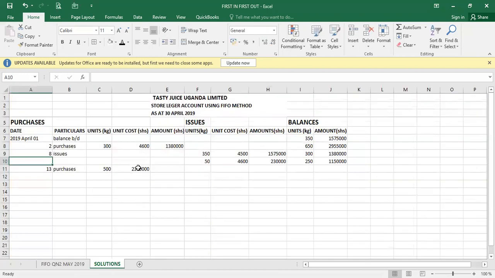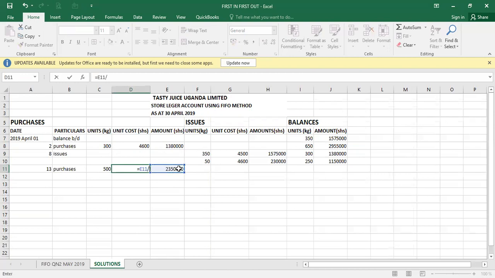2,350,000. This is 50,000. So this one is supposed to be here, 2,350,000, because it is the total cost. Then you have to get the unit cost. The unit cost will be this divided by this. It will be valued at 4,000, because when you multiply this times this, you must be getting this.